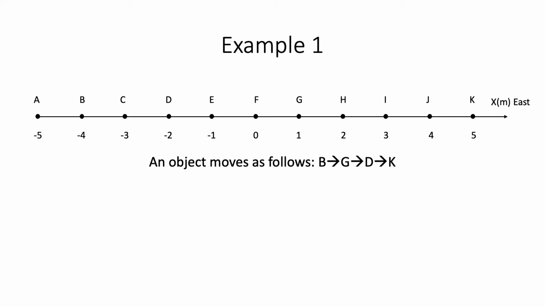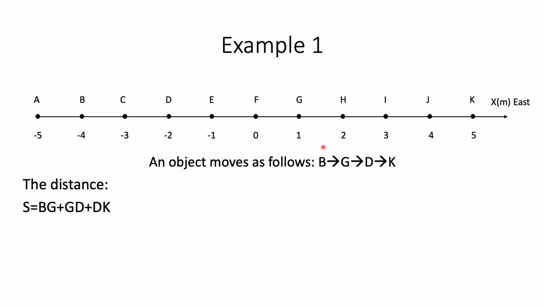Okay. On this line, we have first the direction, the positive direction is east to the right, east. Then this way will be west. The object moves from B to G to D to K. As we see, the object moved in different directions. How to find the distance and the displacement?